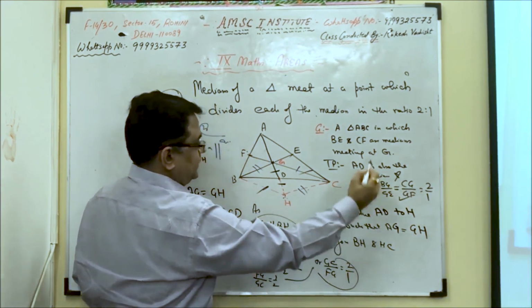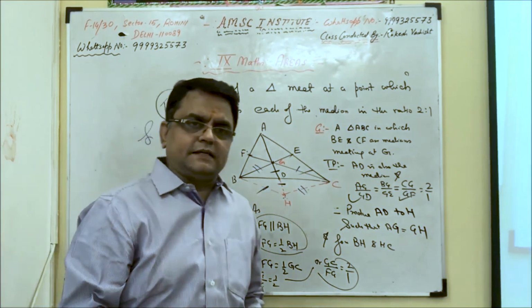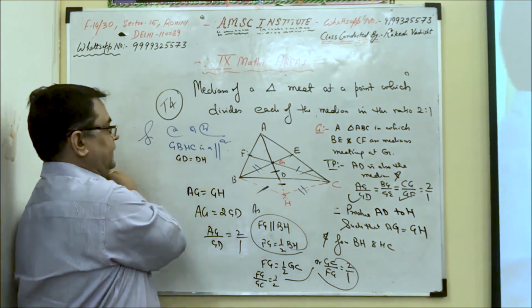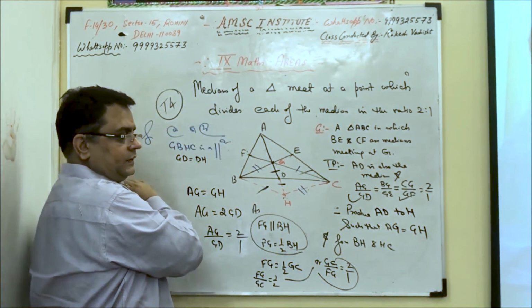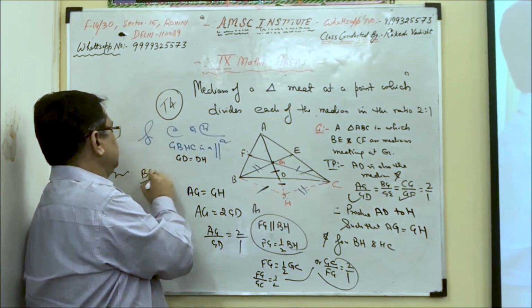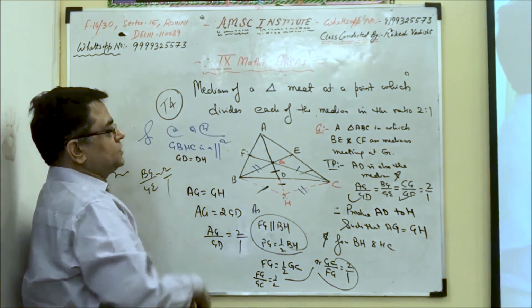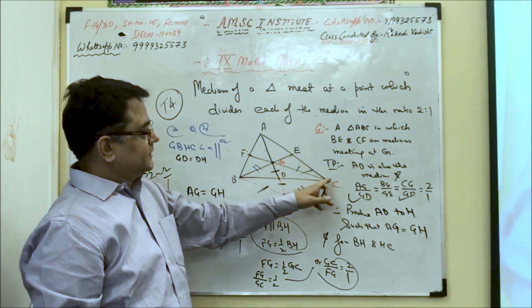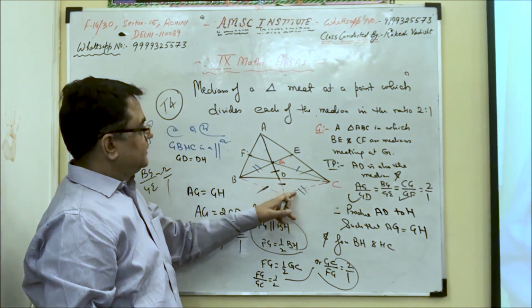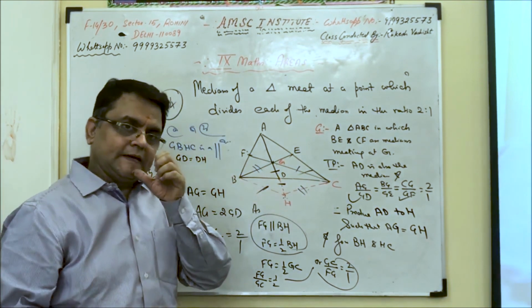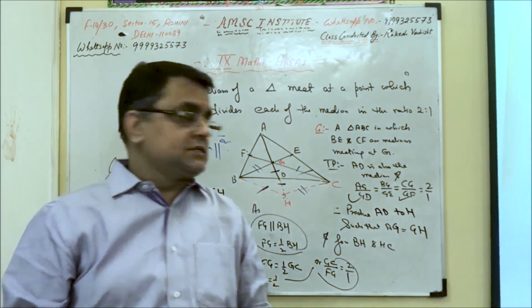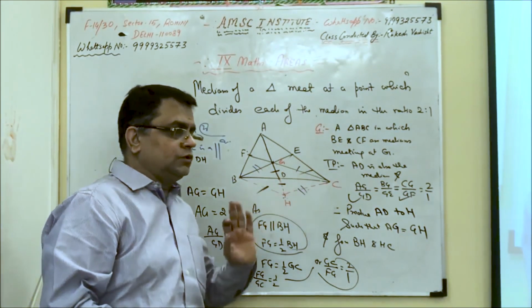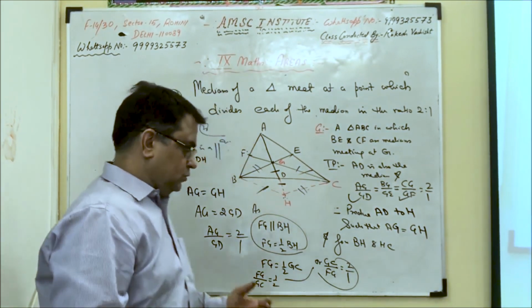ये भी आ गया, ये भी आ गया. लास्ट के लिए लिख देंगे सिमिलरली, राइट? वी विल बी हैविंग व्हाट? BG by GE also 2:1. चाहो तो हम यहाँ से कर सकते हैं. दिस इज हाफ ऑफ दिस, दिस इज इक्वल टू दिस. हो गया नहीं? And hence BG by GE is in fact 2:1. उसको लिखने की जरूरत नहीं.